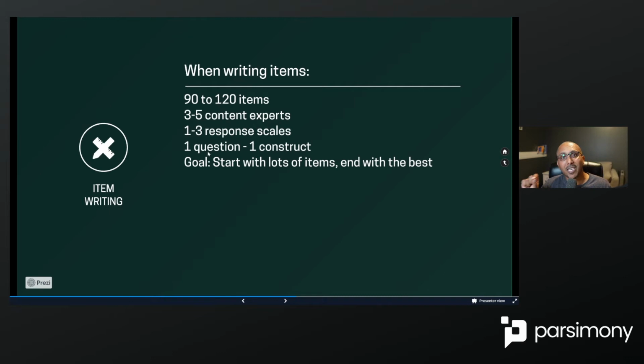Also, make sure that each question maps onto one specific construct. So if you have a question in a diversity, equity, and inclusion survey, then that one question should measure diversity or equity or inclusion, and not try to measure more than one of those constructs. The goal here is that you're developing this large item pool with the hope that when you further refine and make revisions, the items that make it in the end are the best of the best.